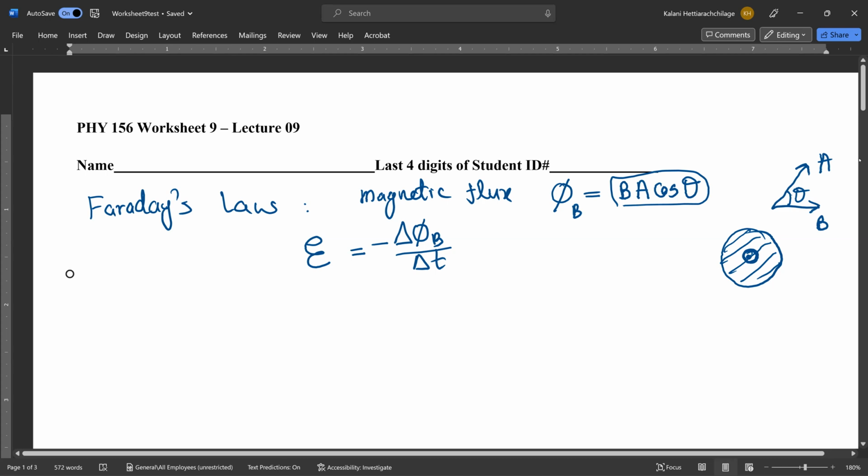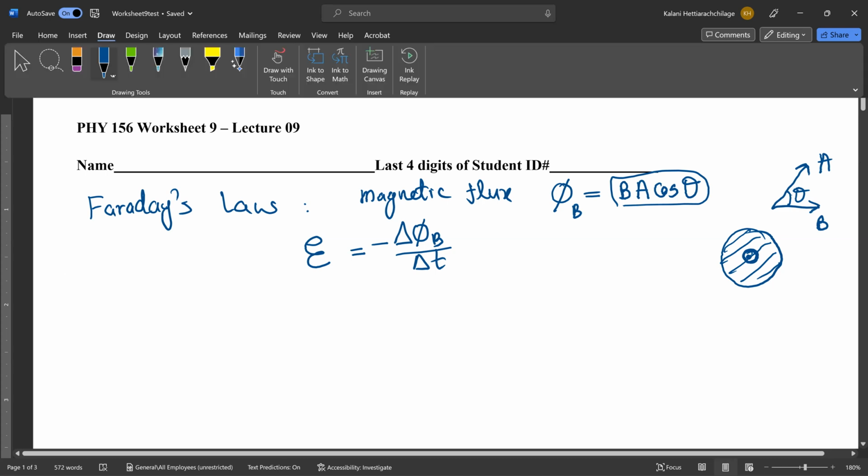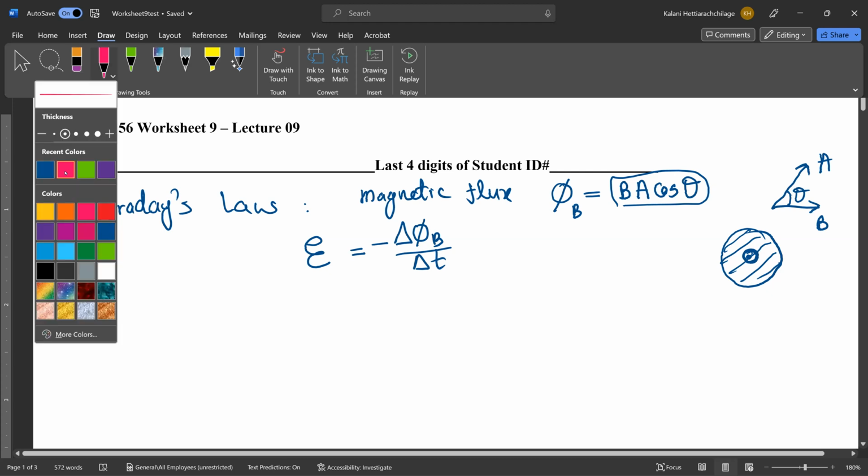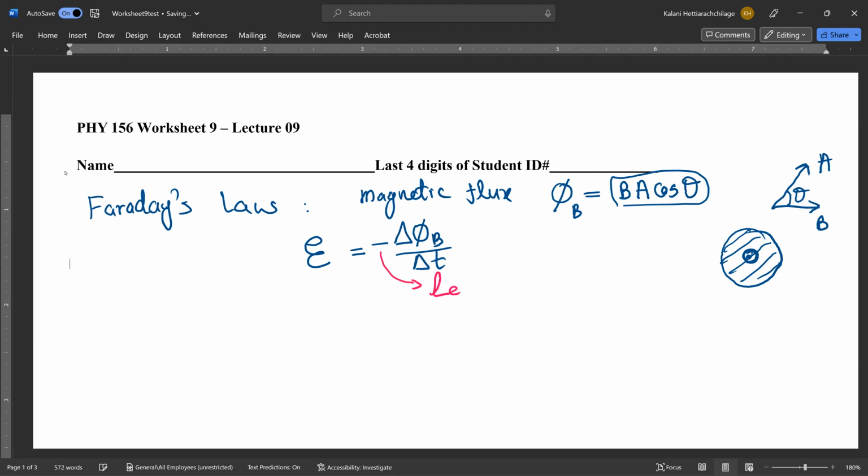So now this negative sign, as we know, is coming from Lenz's law. This sign defines the direction of the induced EMF. What Lenz realized is that after you create the EMF, that EMF will be created by your object to oppose the change of magnetic flux. So this says: oppose the change of magnetic flux.